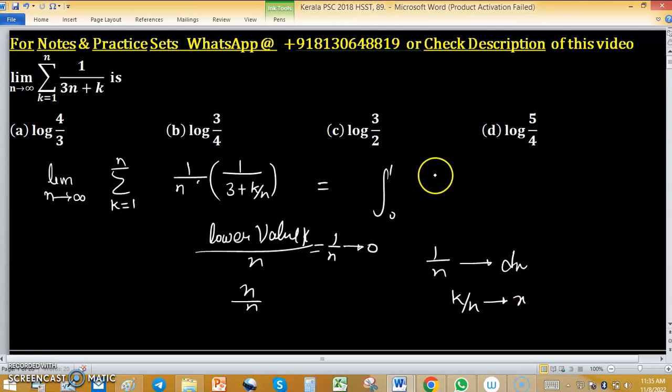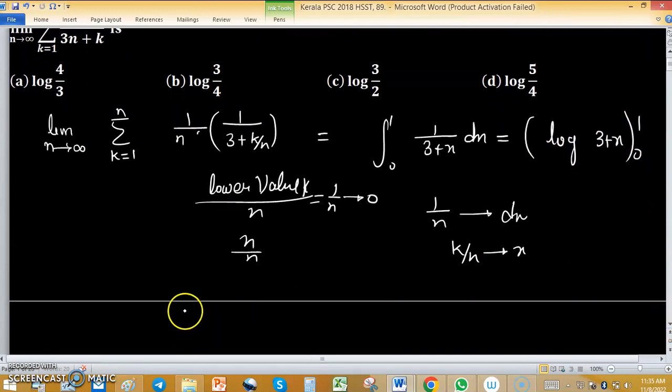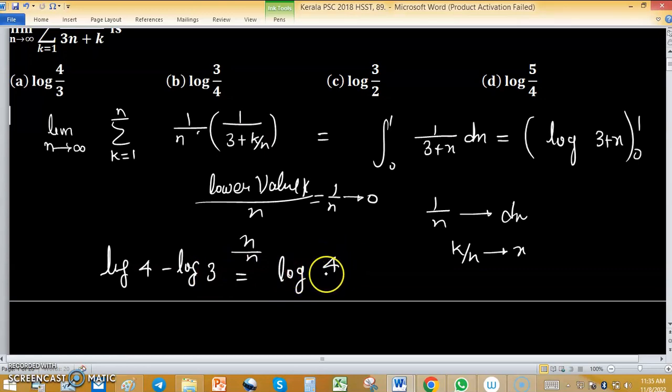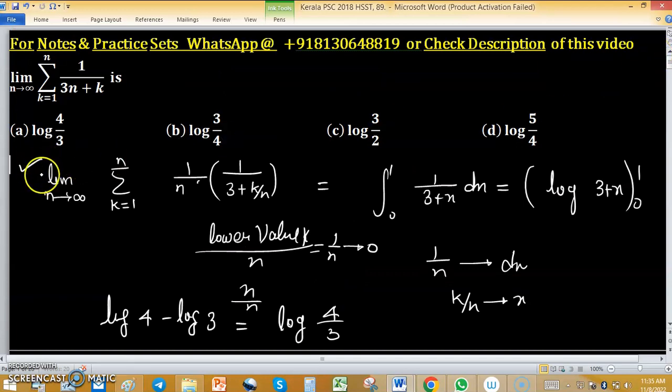So we have 1 upon 3 plus x dx, and the integration of this expression is log(3 plus x), with limits from 0 to 1. We will get log 4 minus log 3, and this can be written, using logarithm formulas, as log 4 upon 3. That's why option A is correct.